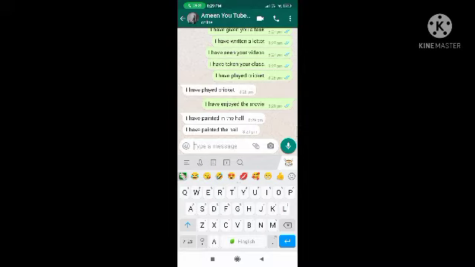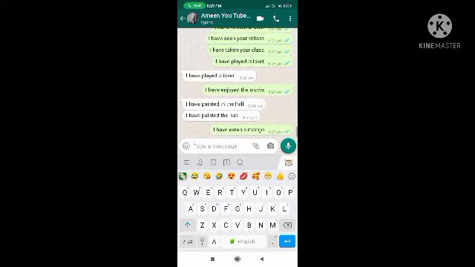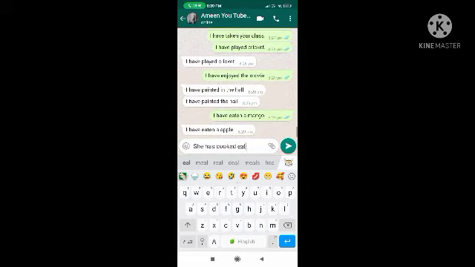I played cricket. That is the V2 form. But I have played cricket, here it is the V3 form, right? Because play is a regular verb. For regular verbs, the V2 and V3 forms are just the same. I have played cricket means it is present perfect tense, right?